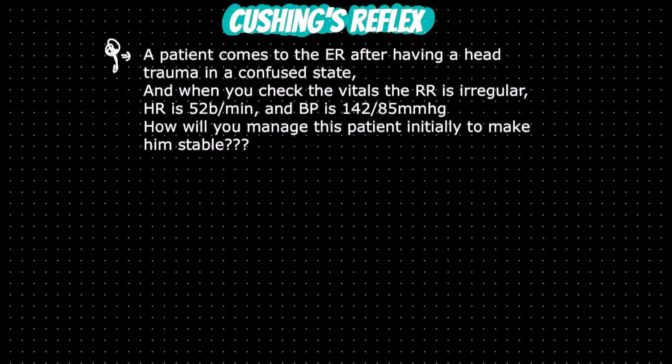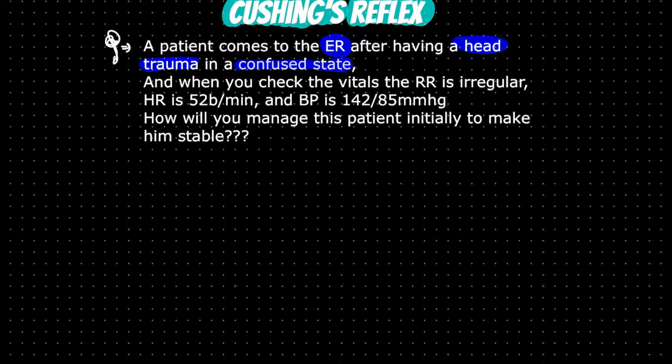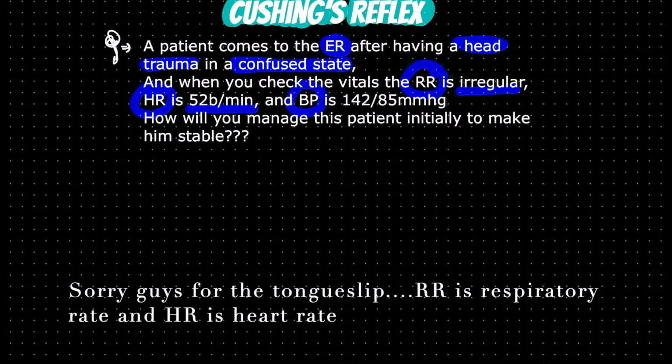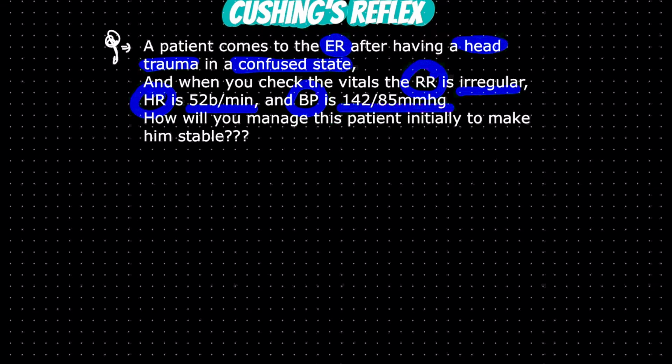So Cushing's reflex. Let me read the question for you. The patient comes to the ER, that is emergency, after having a head trauma. The classical history of the patient is of head trauma, in a confused state. The patient is not stable, he is in a confused state. When you check the vitals, the heart rate is irregular, the respiratory rate is bradycardia, and when you check the BP, you can see the systolic BP is quite high. So the question says, how will you manage this patient initially to make him stable? Now you are the doctor, you have to make him stable. How will you make him stable?